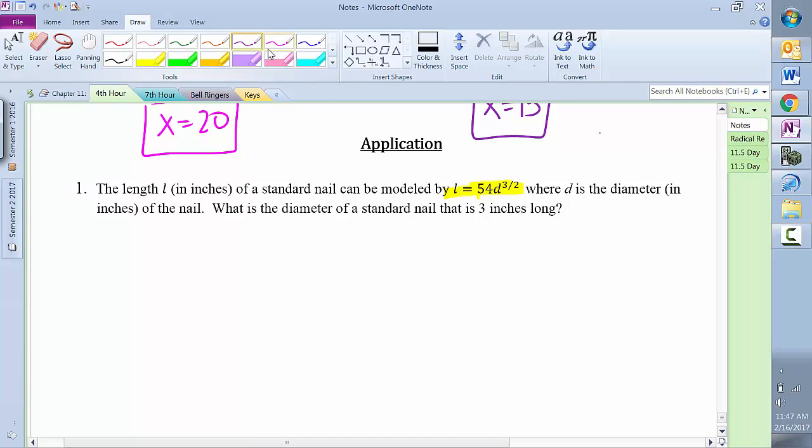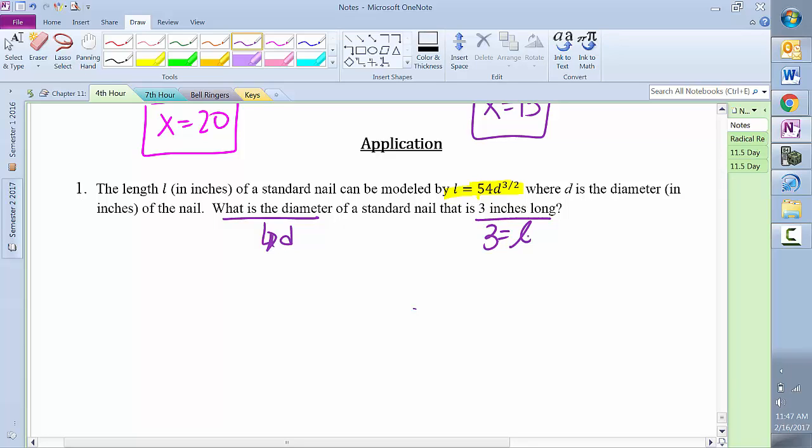So, what is the diameter? What am I looking for, L or D? Diameter most likely will be D, and it also told you that. It says where D is the diameter. It tells you that. It's okay. And then 3 inches long. So 3 is L. We know that information. We have everything, all the tools. Don't let this scare you. You have them all.